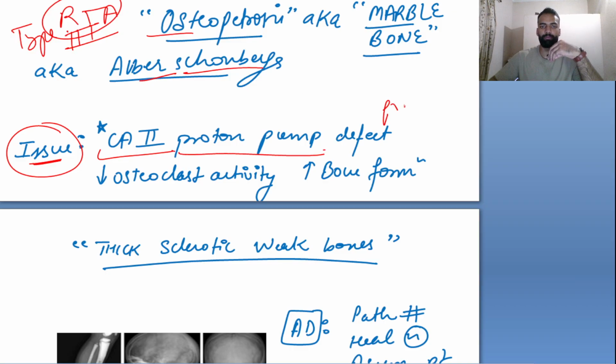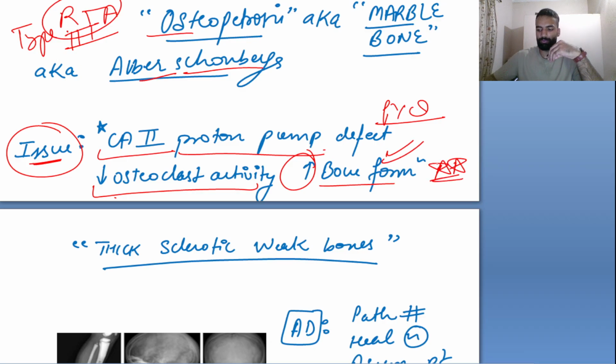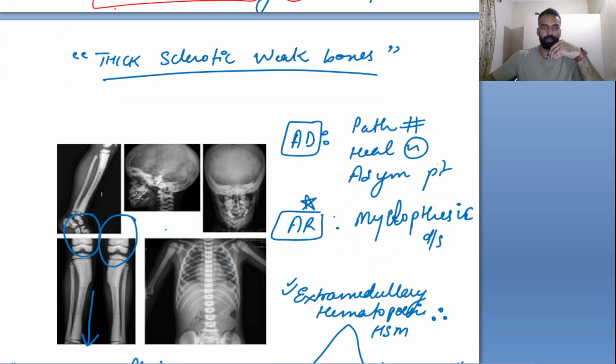It is a PYQ again, and there is decreased osteoclast activity and increased bone formation. It means the bone is forming here. So there will be sclerosis. So the bone is thick, sclerotic but weak. This is important.